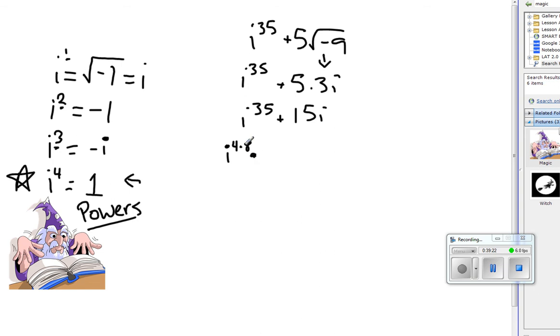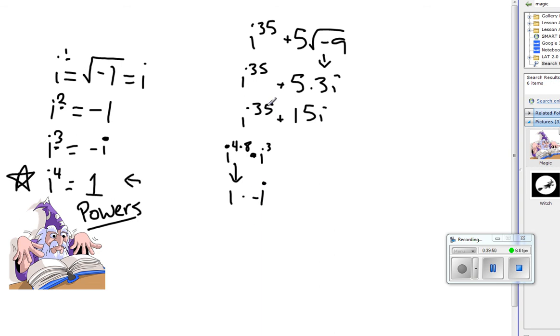Because 4 times 8 is 32, times i to the what? What would we need to get to 35? 32 plus what? Plus 3. Okay, so i to the 4th to the 8th is just 1. i to the 3rd is? Negative i.